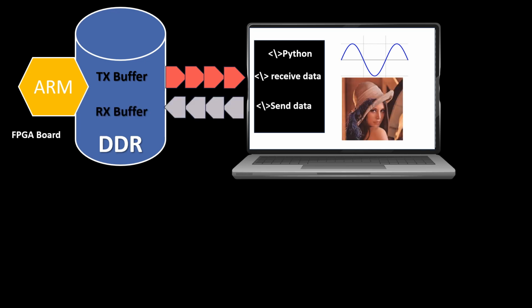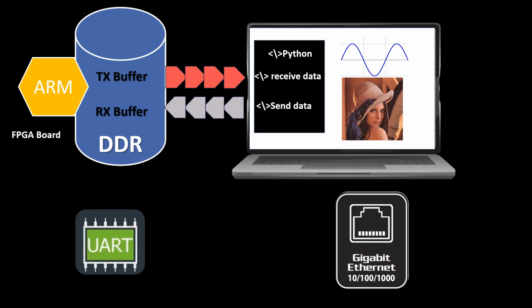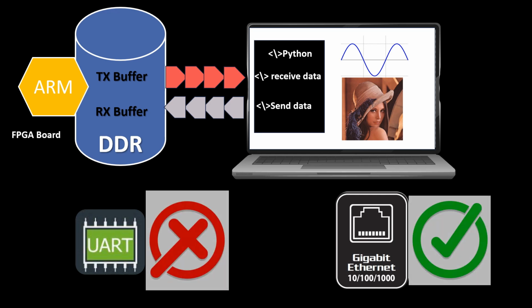You have data, like an image, stored on your host machine's hard disk or DDR memory, and you want to transmit it to your embedded board. Which protocol would you use? Would you opt for UART, or would you prefer Gigabit Ethernet with the TCP protocol?